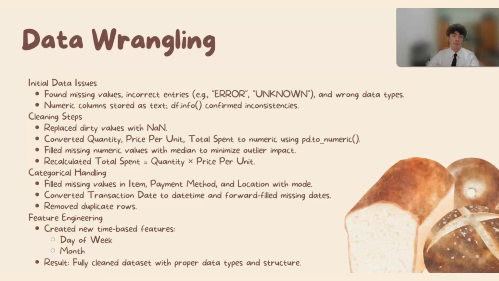The third will be categorical handling: fill missing values in item, payment method, and location with mode, convert transaction date to datetime, forward fill missing dates, and remove duplicate rows. Lastly, for feature engineering, we created new time-based features, which are day of week and month, and this results in a fully clean dataset with proper data types and function.